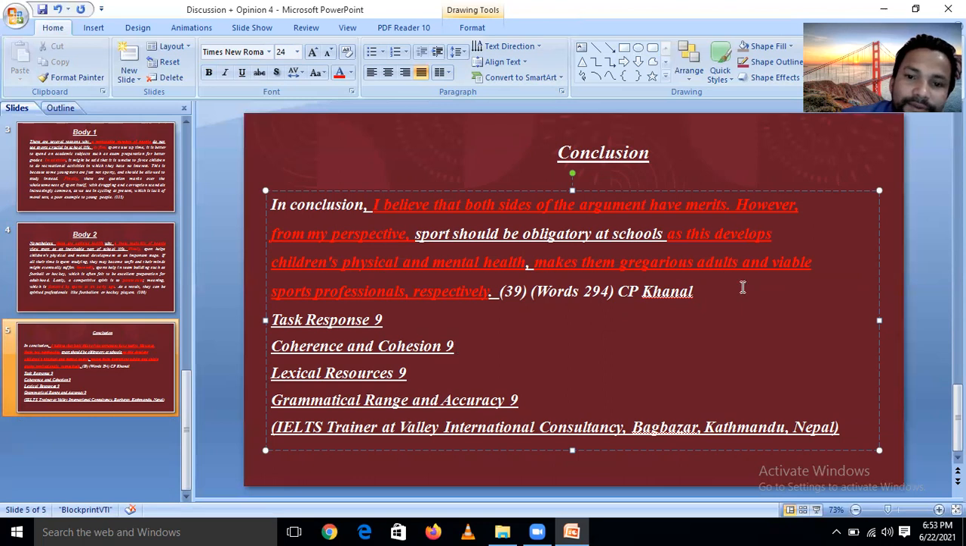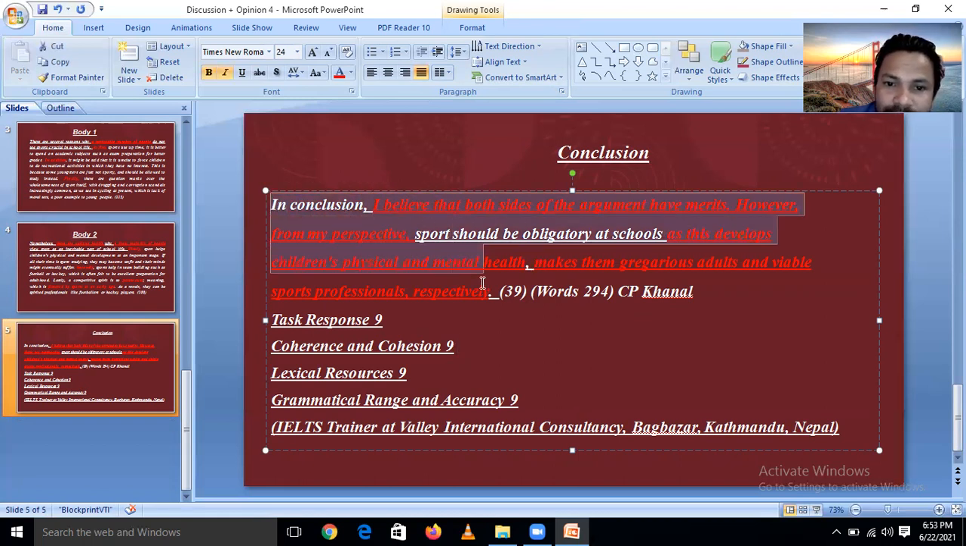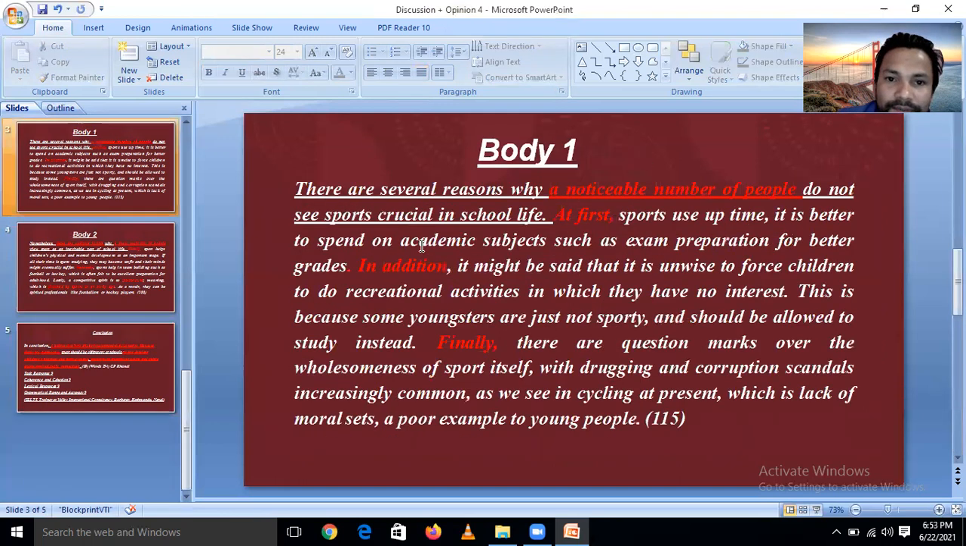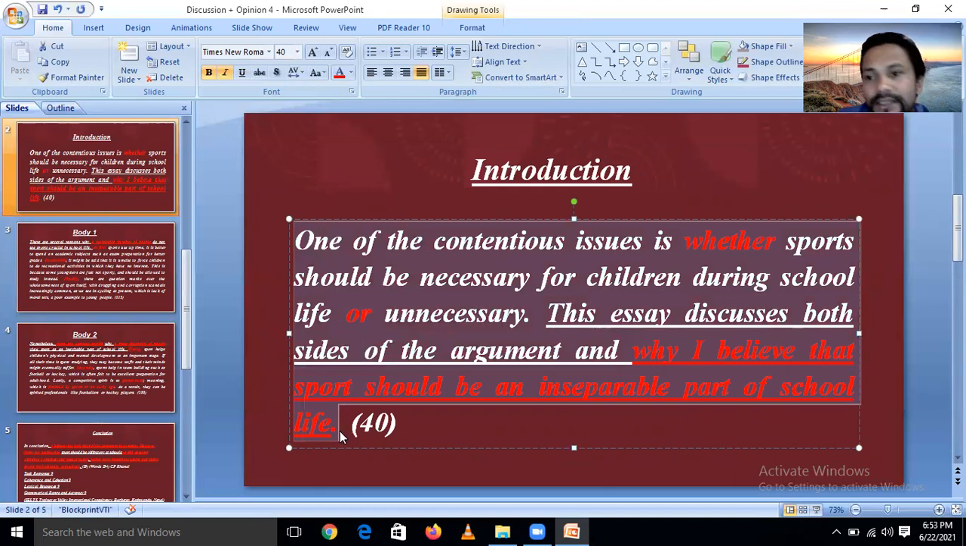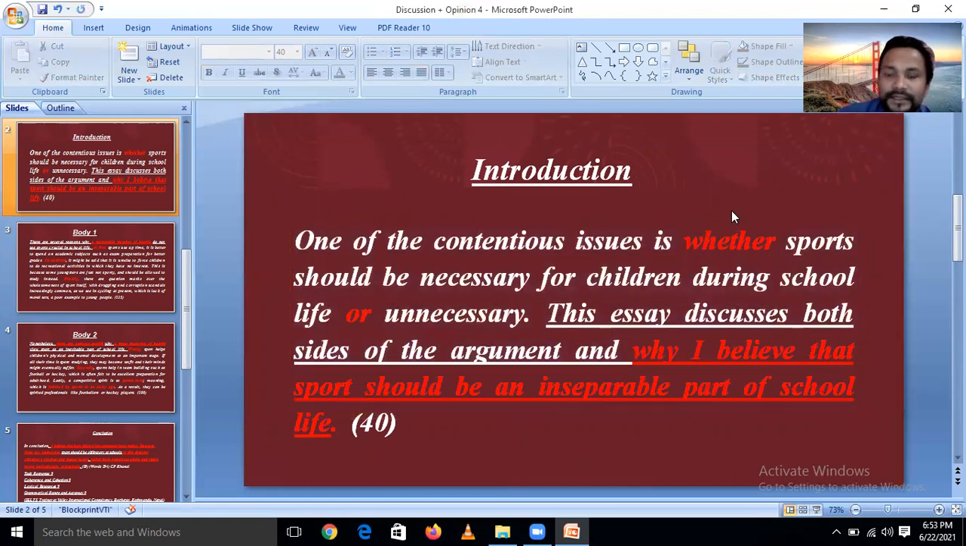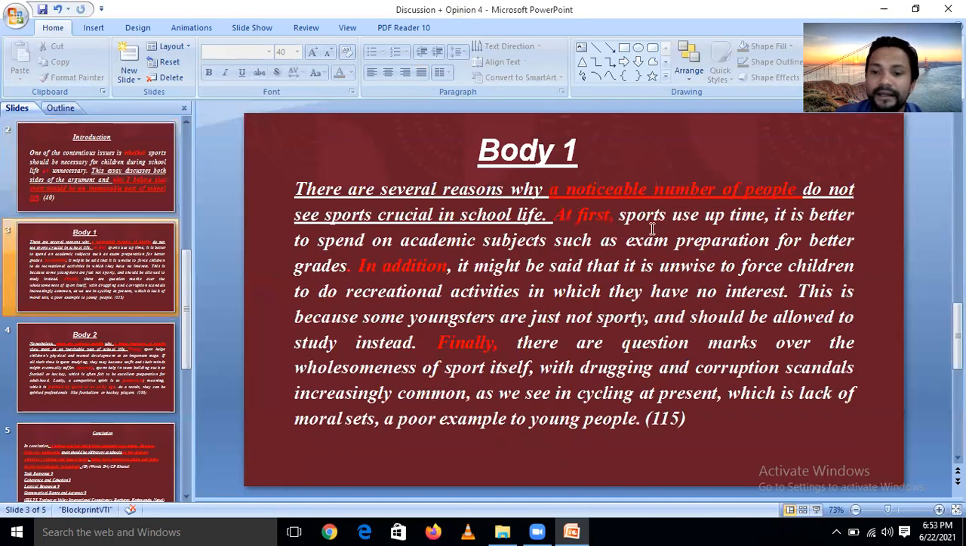Okay, so one important point, or the important note that you need to keep in your mind, is that the conclusion and the introduction of this essay is useful in all discussion plus opinion essays. So copy the introduction and the conclusion, and you must write in this way if you really want to get a higher band score. So this is the sample band 9 essay.